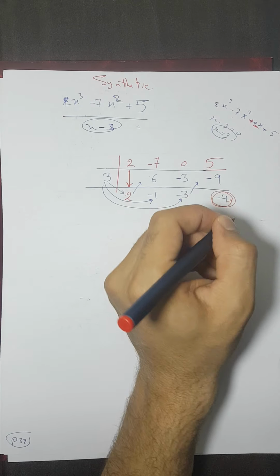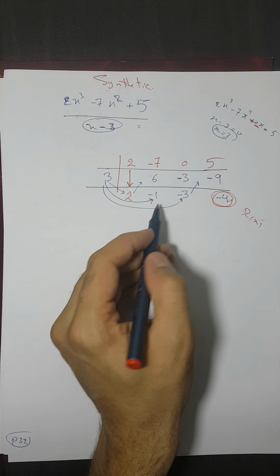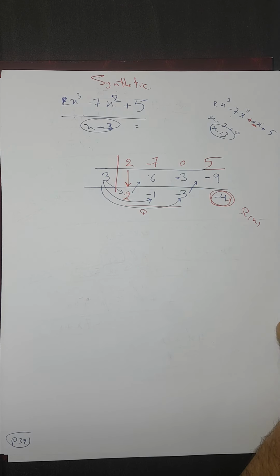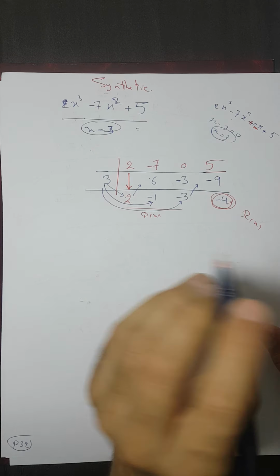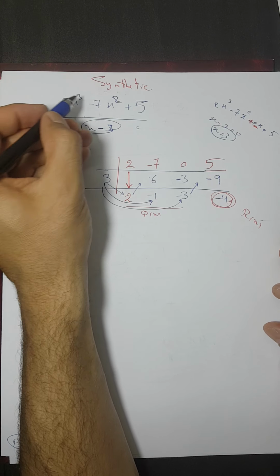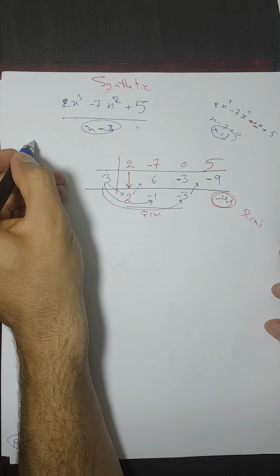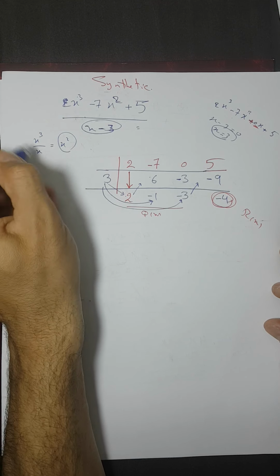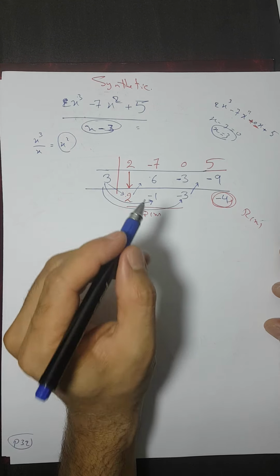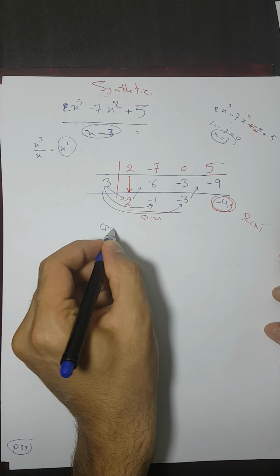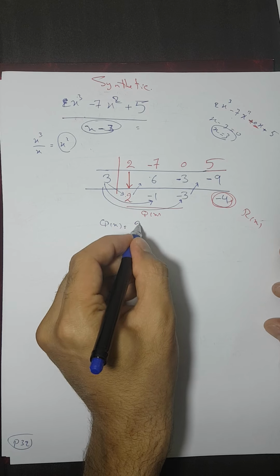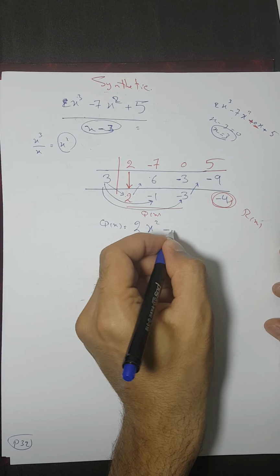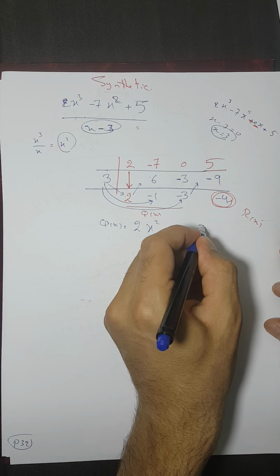So this minus 4 is our R of x, and this is our Q of x. But you should be very, very careful to use this Q of x. Now I divided what by what? I divided x to power 3 by x to power 1. So if I divide x to power 3 by x to power 1, I'll get x squared, am I right? Because the power will decrease by 1. So Q of x is equal to 2x squared minus 1x minus 3.